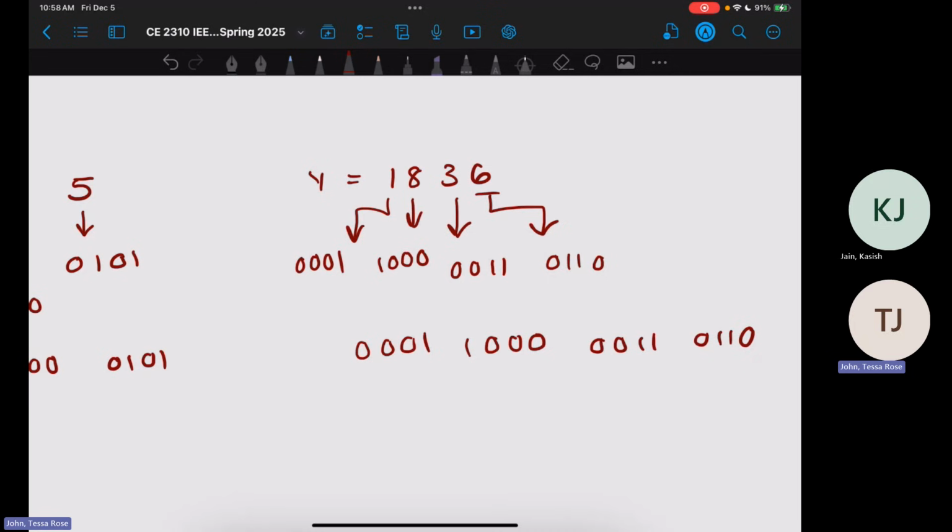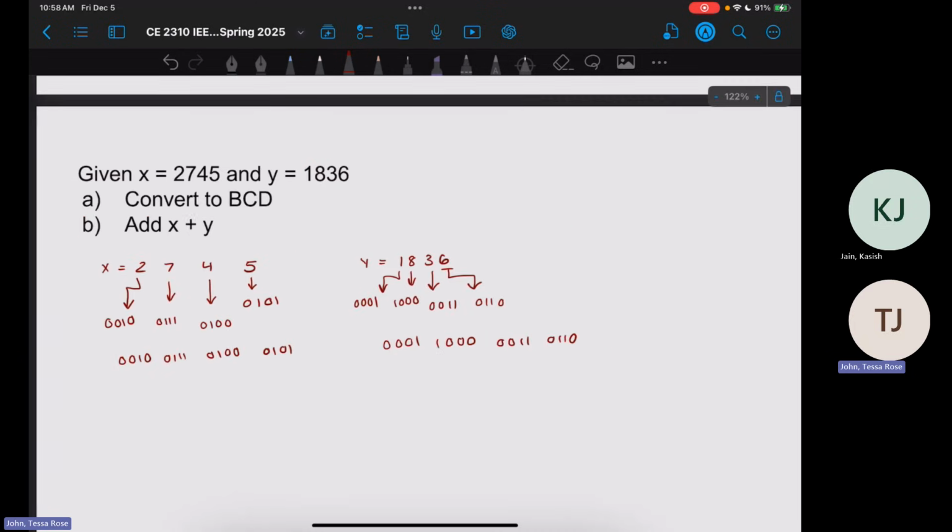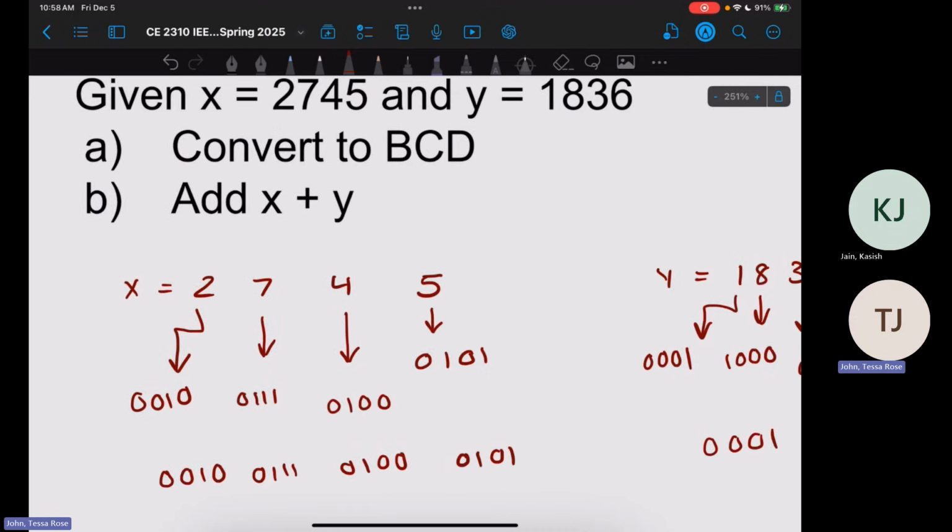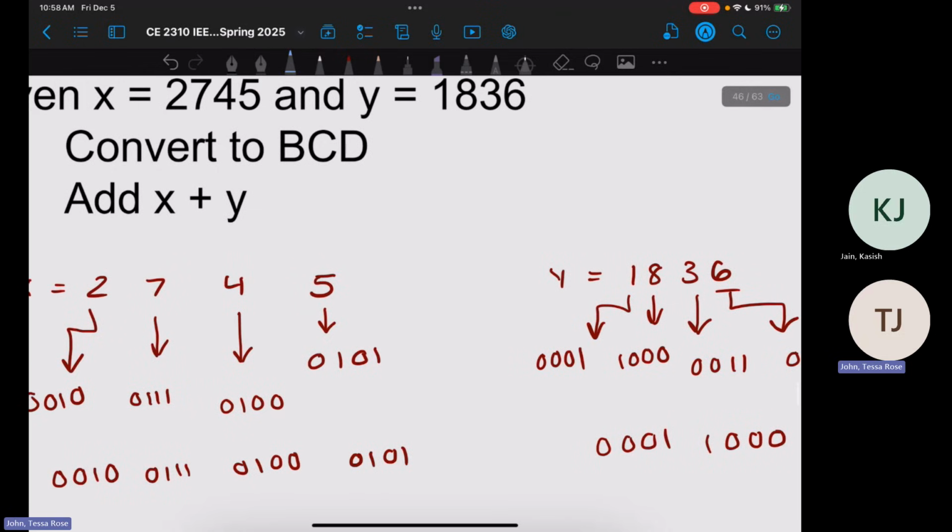Okay, so now comes the actual adding of BCD numbers, okay? What I'm going to do is color code each number based on the place it's in. So 2 and 1, that's in the thousands place. I'll use yellow. 7 and 8, that's in the hundreds place.